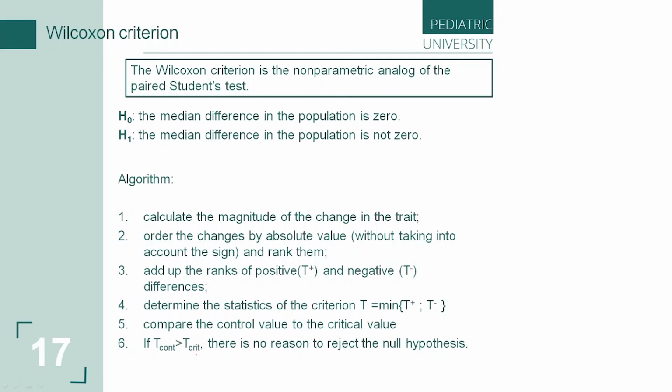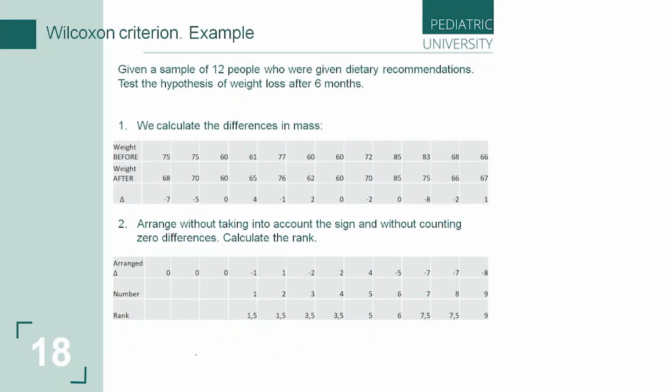And let's again take the calculation of this criterion as an example for better understanding. We don't have a large sample, for convenience. It's more comfortable for me and for you to understand, and for me to show it on the slide. So we have a sample of 12 people who were given dietary recommendations. And let's test the hypothesis of weight loss after 6 months.